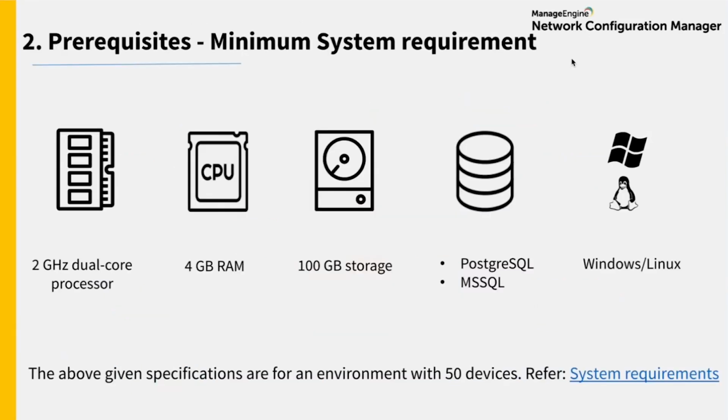So now let's look at the minimum system requirements, or the prerequisites, to install Network Configuration Manager. You need a 2 GHz dual core processor, 4 GB of RAM, 100 GB of storage, and a PostgreSQL or MS SQL database. The supported operating systems include Windows and Linux. These specifications are for a network environment with 50 devices or less. If you are in a network environment with more than 50 devices, you can visit our system requirements page given in the link below.